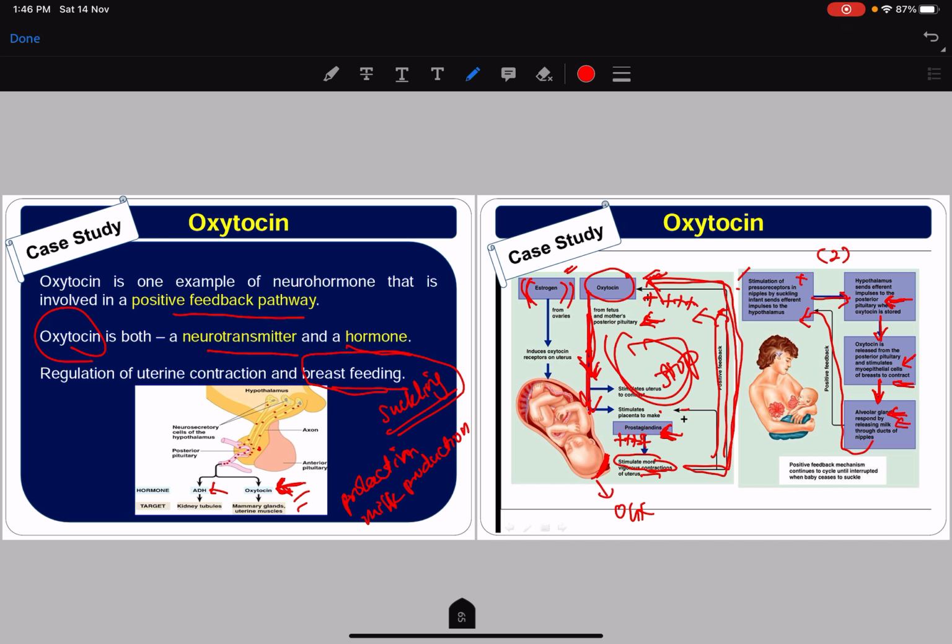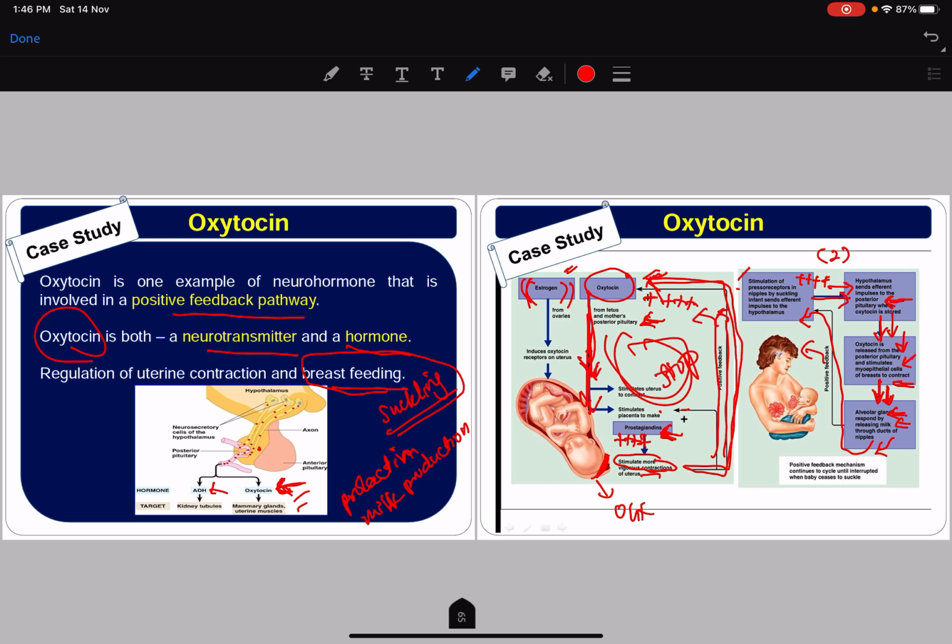So more signal on the pressure receptors. This signal goes to the hypothalamus. The hypothalamus detects it and sends a signal to the posterior pituitary to release more oxytocin. Oxytocin travels and stimulates the myoepithelial cells of the breast, and this stimulation causes the release of milk and the baby gets the milk.